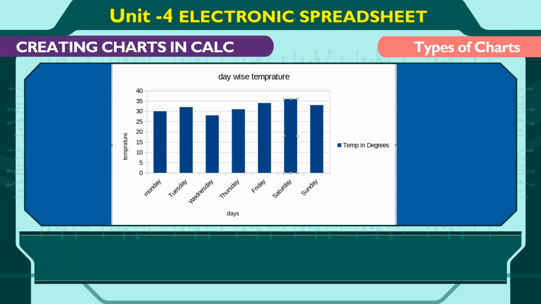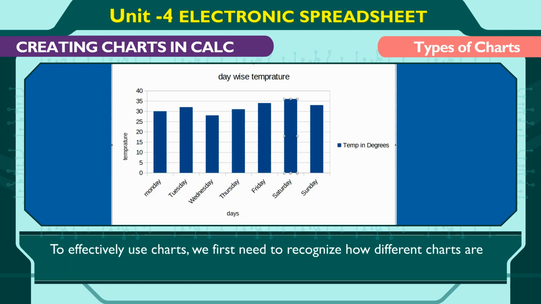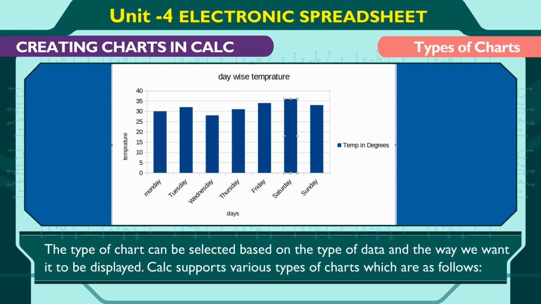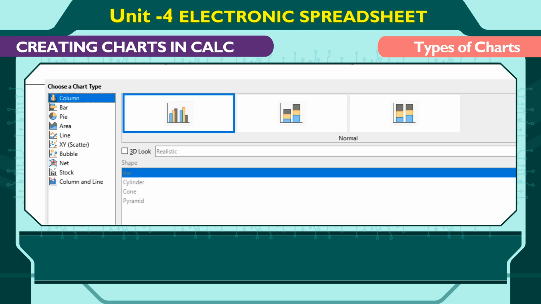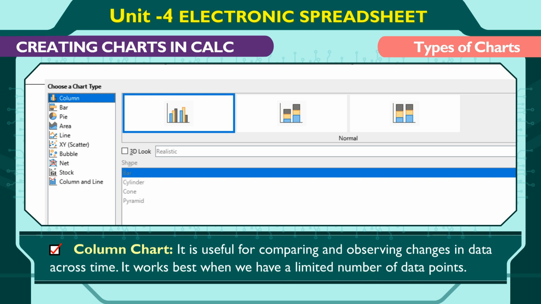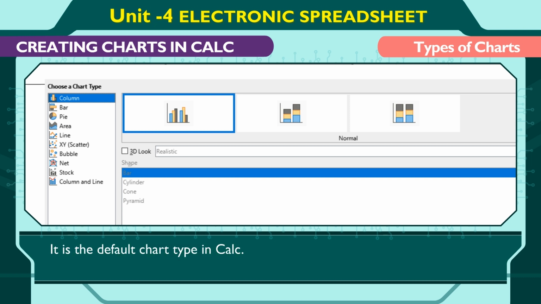Types of charts. To effectively use charts, we first need to recognize how different charts are used. The type of chart can be selected based on the type of data and the way we want it to be displayed. Calc supports various types of charts which are as follows. Column chart. It is useful for comparing and observing changes in data across time. It works best when we have a limited number of data points. It is the default chart type in Calc.